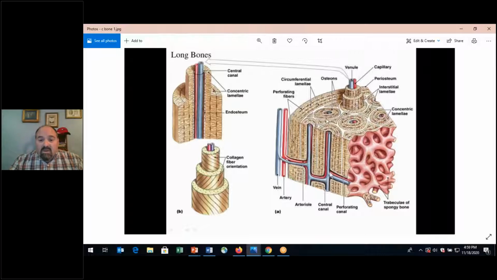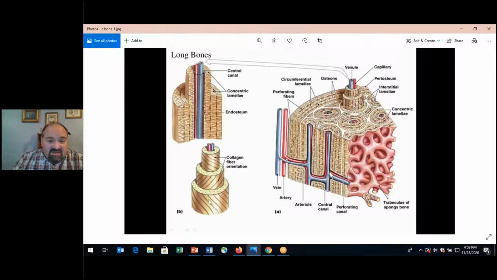The holes for the central canal contain the blood vessels, or blood vessels will weave in and out of these holes in the spongy bone. Now, we said that there was periosteum, the outside of bone, then the spongy bone is covered in endosteum, if you remember that term.